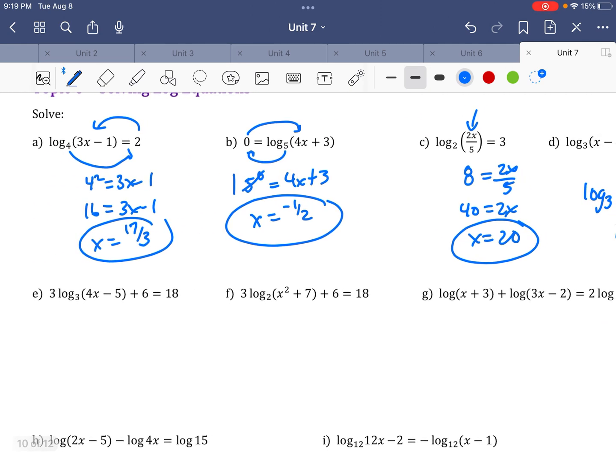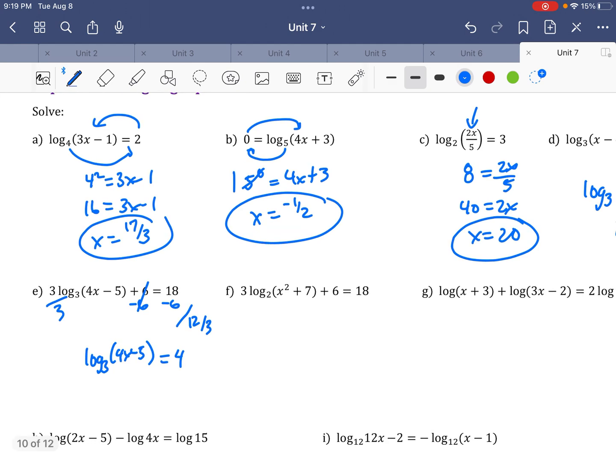Okay. All right, here we go. So here, I need to clean this up. I got to take away 6, and then I also have to divide by 3. So it's going to be 12. I got to divide that by 3, so it's going to be 4. So when I clean this up, I got log base 3 of 4x minus 5 equals 4.